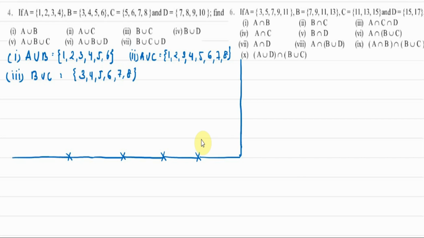Now they are asking B union D. Fourth part is B union D. So again elements of set B are 3, 4, 5, 6. Elements of set D are 7, 8, 9, 10. So this is B union D.